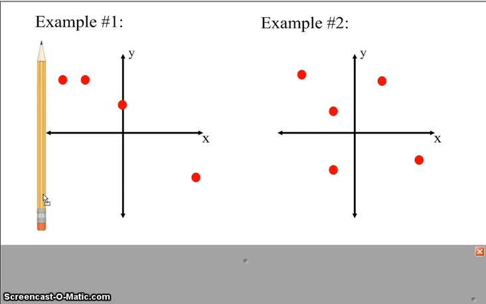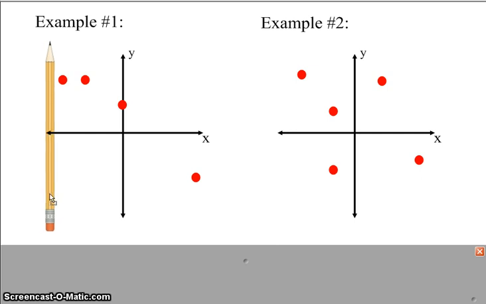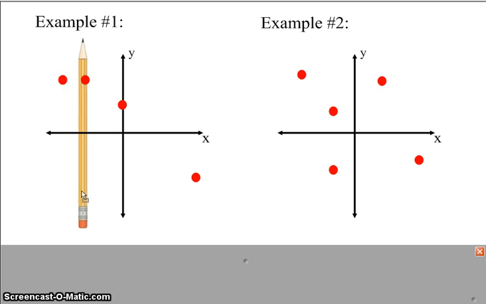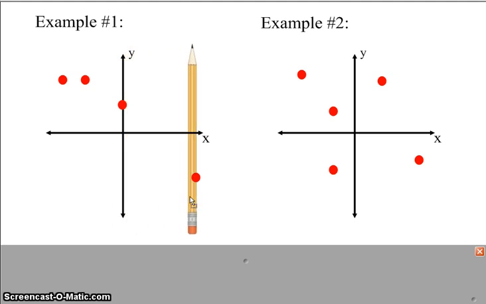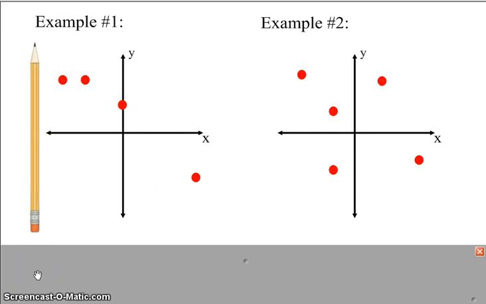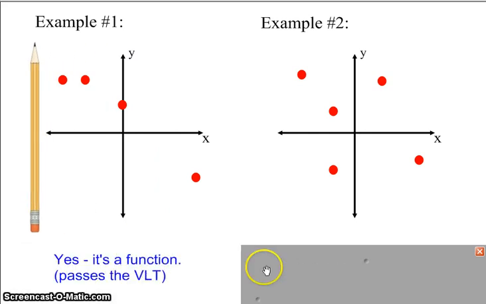And what I'm looking for is I want to make sure that my pencil is not touching 2 or more points. So as I'm dragging across, right here I'm touching 1 point. A little bit further, touching 1 point. Still only touching 1 point here, and then when I get to here, still 1 point. So this first graph passes the vertical line test. So what that means is that it is a function. It passes.